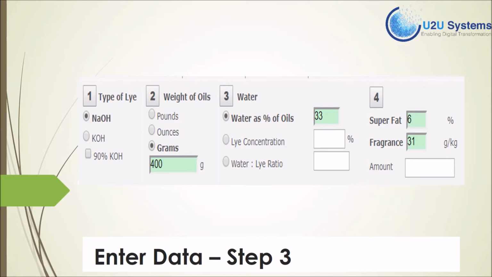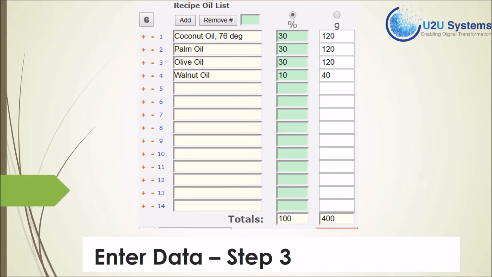In the soap calculator, we add data. The type of lye, we are using sodium hydroxide. The weight of oils, we are using 400 grams, which is our batch size. Water, we are using 33%. Superfat, we are using 6%. The lye calculator will automatically show the fragrance, which is the amount of fragrance to be used.